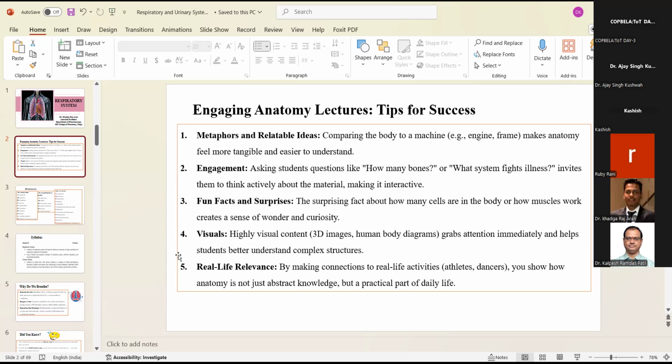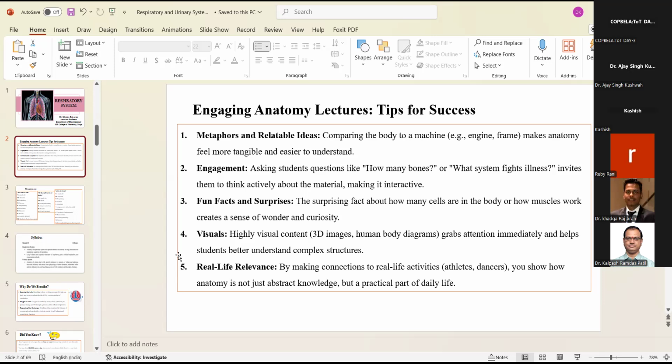Third, we can provide some fun facts and surprises, like how many cells are present in the body and what we call the cells of the brain and kidney, neurons and nephrons, so that students have some curiosity about the subject. The most important point for attracting students to this subject is visuals. We always focus on 3D images and human body diagrams so that students can understand the complex structures of human anatomy.